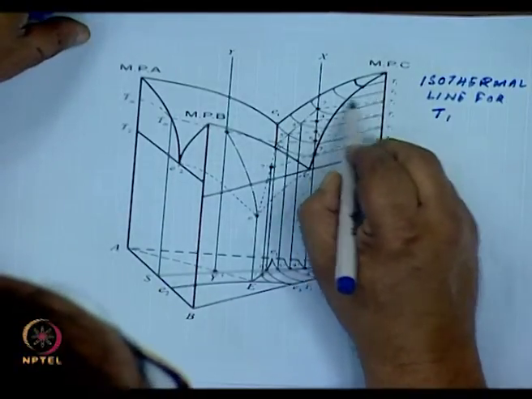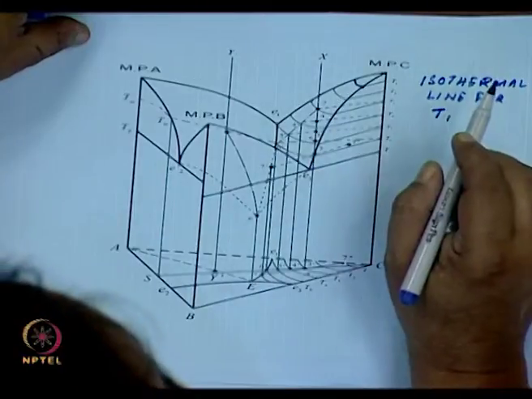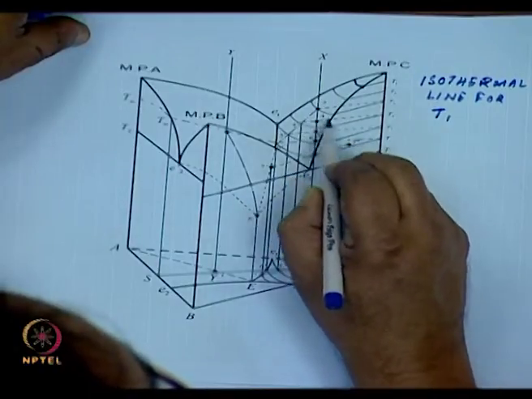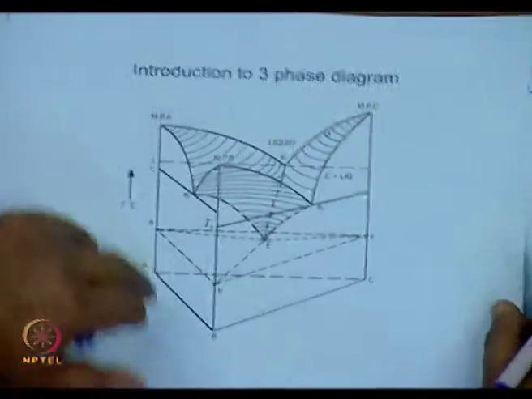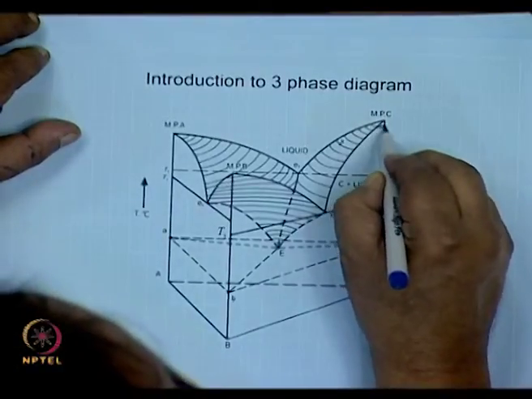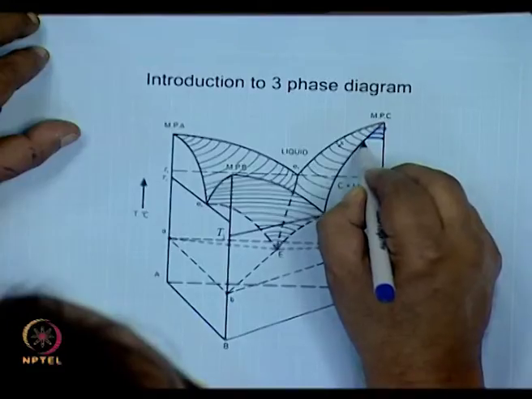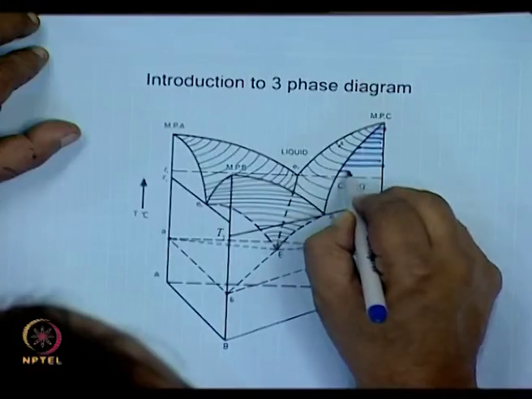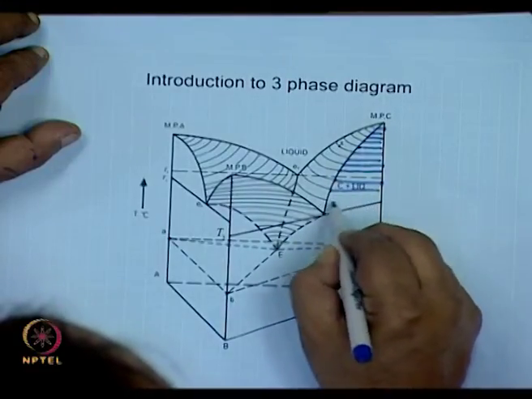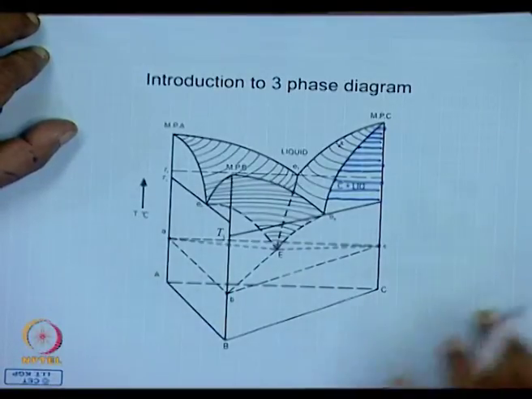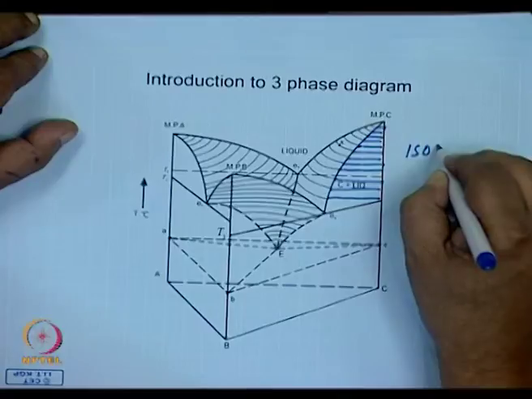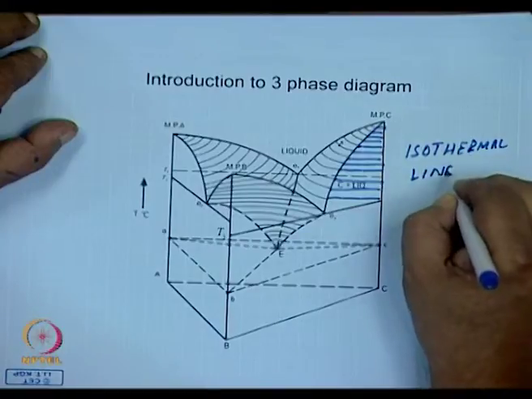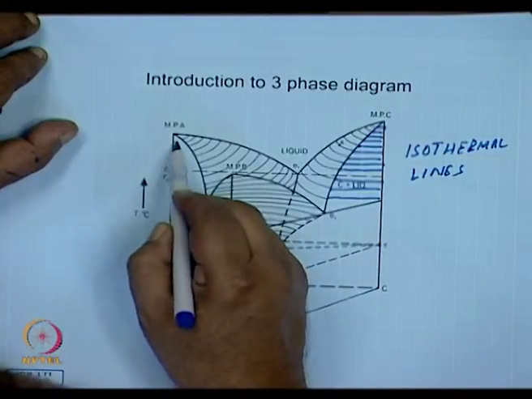Similarly, this curved line represents the isothermal line for T2. Each of these curved lines, or if I come back over here, each of these isothermal lines, represents the isothermal lines due to the temperature on this particular axis. They all represent the isothermal lines. Similarly, these are all isothermal lines.